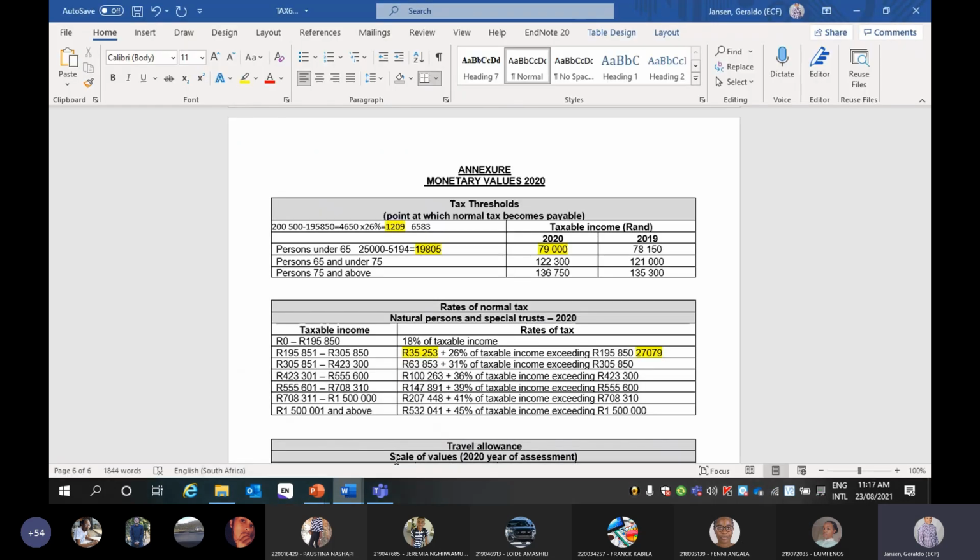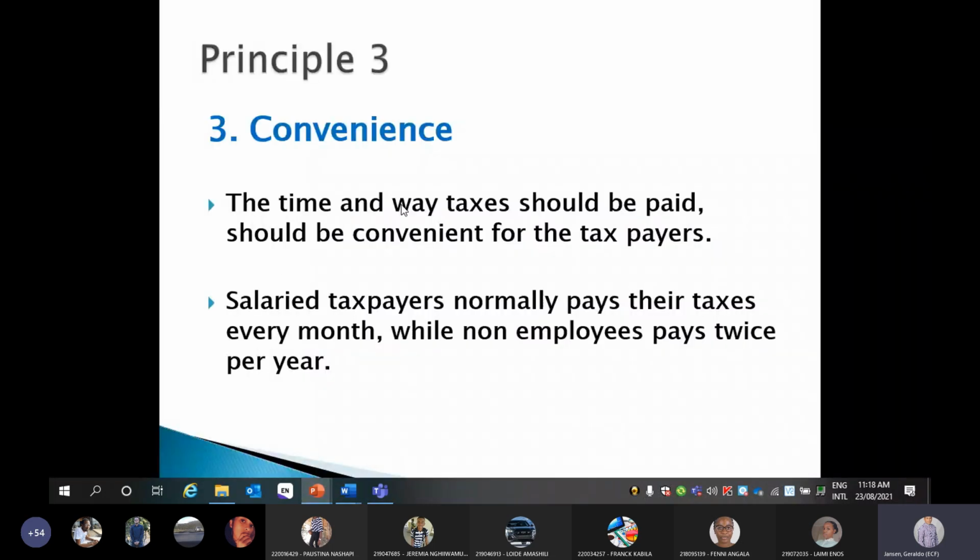Imagine if you have to pay 35,253 per year, and you only pay tax twice a year, it will obviously be 35,253 divided by 2, which means first they will deduct around 17,000, and the next one 17,000 again, which is big, isn't it? If it's monthly, at least it will be 2,000 per month. Okay, so convenience: the time and the way taxes should be paid should be convenient.